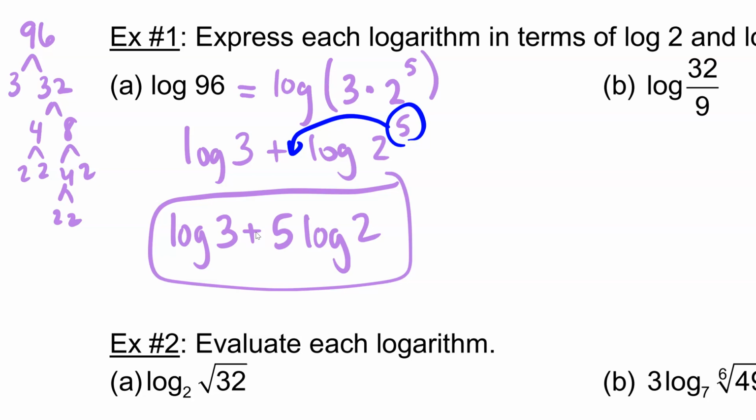Try B. Okay, you kind of see we want to break down the numbers into 2 to some power, 3 to some power being multiplied. We have a quotient rule. Give it a shot yourself first.